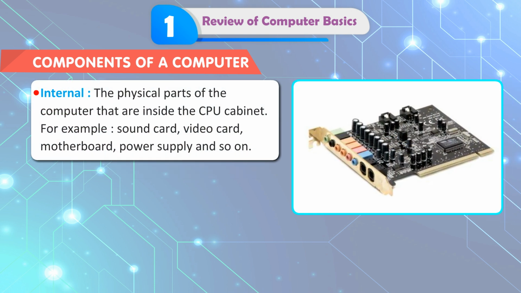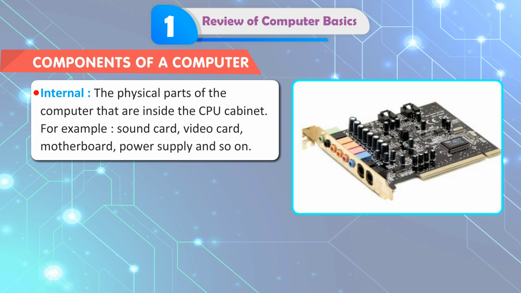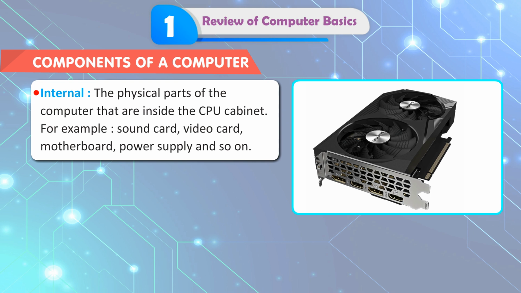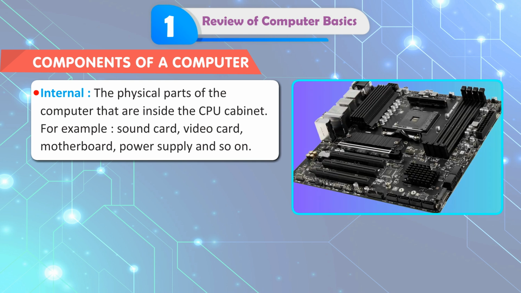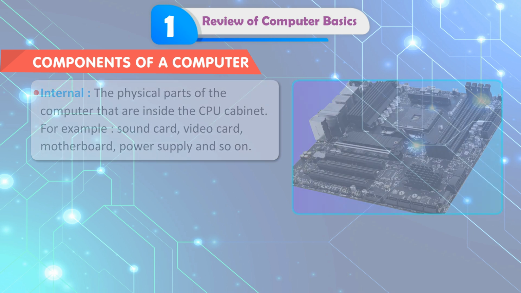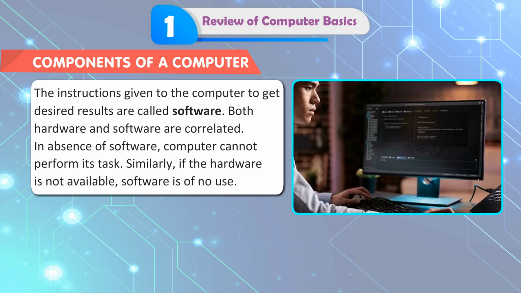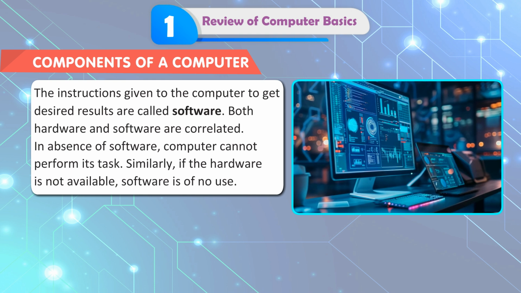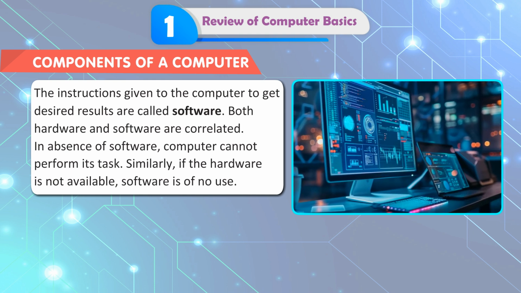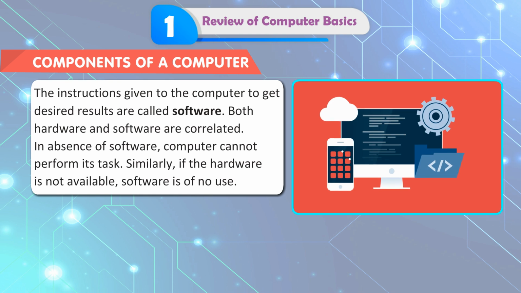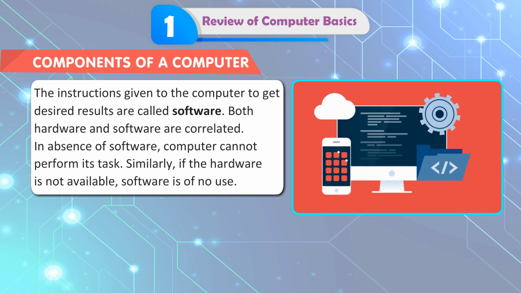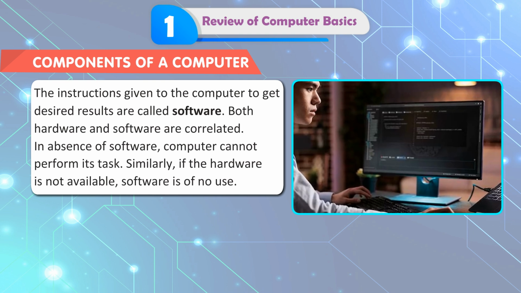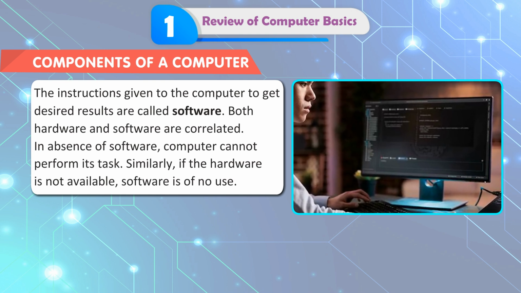Internal, the physical parts of the computer that are inside the CPU cabinet. For example, sound card, video card, motherboard, power supply, and so on. The instructions given to the computer to get desired results are called software. Both hardware and software are correlated. In absence of software, computer cannot perform its task. Similarly, if the hardware is not available, software is of no use.